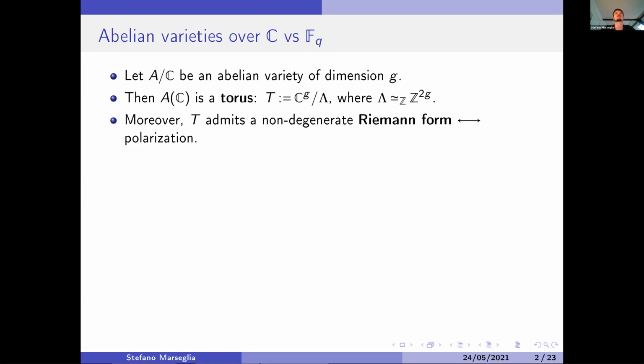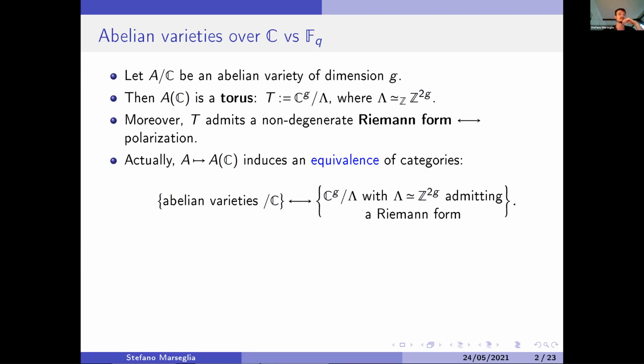So let's continue with complex Abelian varieties. This association between the Abelian variety and the torus is actually stronger than what I just said. Namely, we have an equivalence between the category of Abelian varieties over C and the category of complex tori admitting such a Riemann form that I just talked about. So in particular, we can associate to every Abelian variety a lattice. We can forget about C to the power g. That's not so interesting, but we are going to focus on the lattice. And this lattice is actually the first integral homology of the Abelian variety.